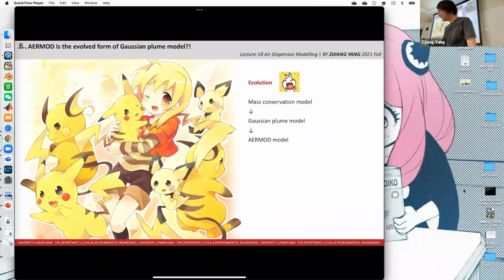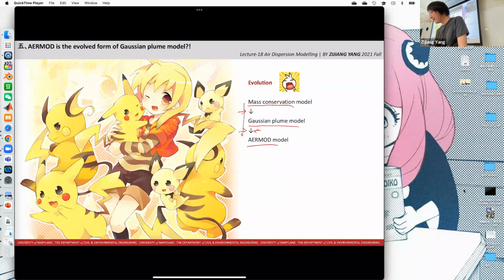In summary, we start from the mass conservation models, and then we add some information about the particles, like advection and diffusion. Then we can derive the Gaussian model. And if we add some more information to the Gaussian model, we may get the AERMOD, a more advanced or more accurate model. So basically, these models are like an evolution. And here I'm going to briefly talk about AERMOD.